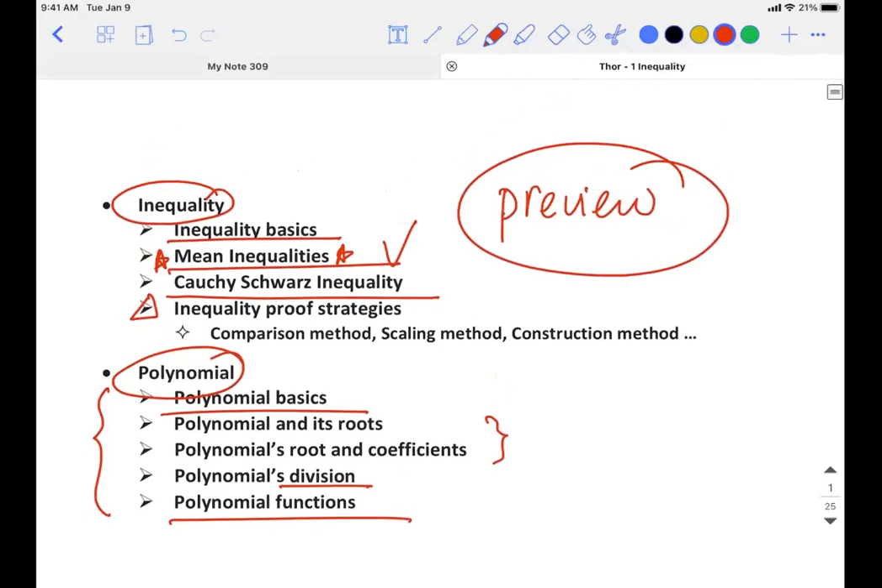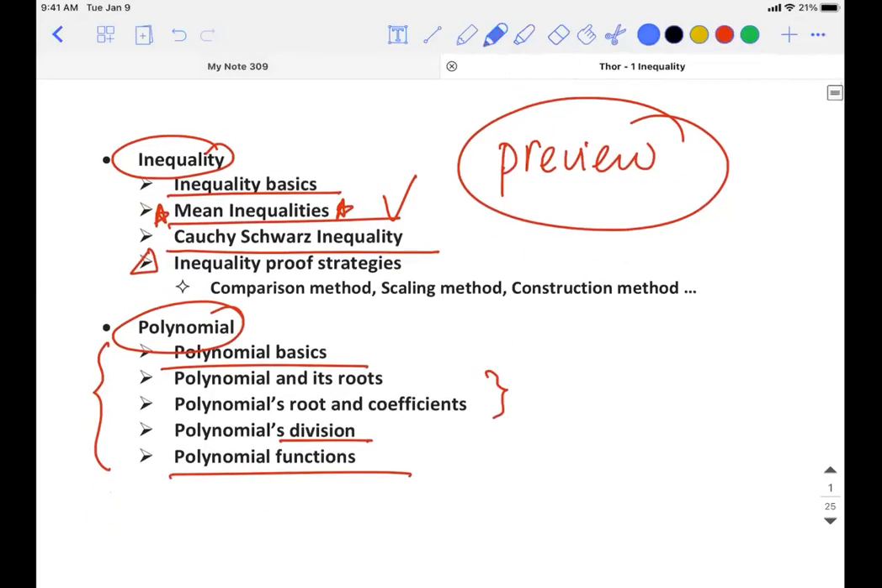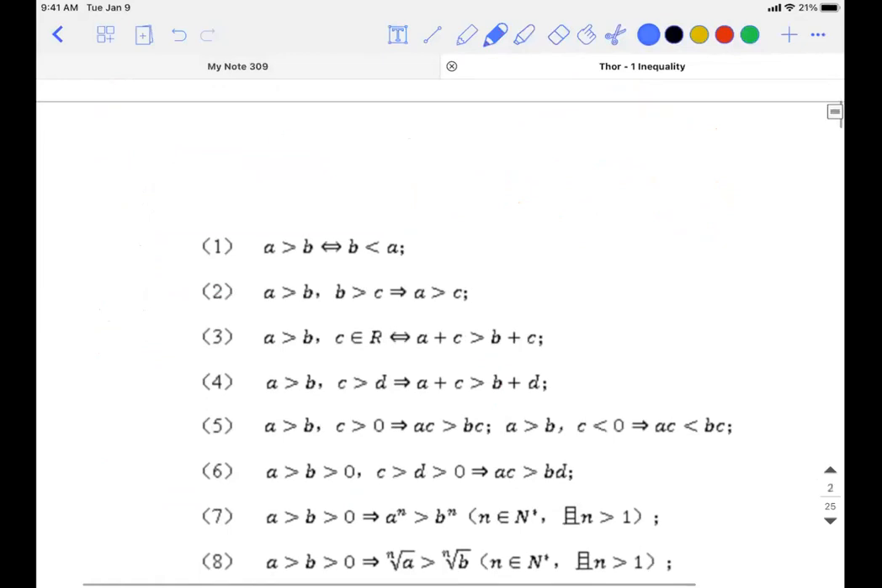Now, let's go to our lecture number 1. In today's lecture, we're going to talk about the inequality basics. So, lecture number 1, inequality basics.